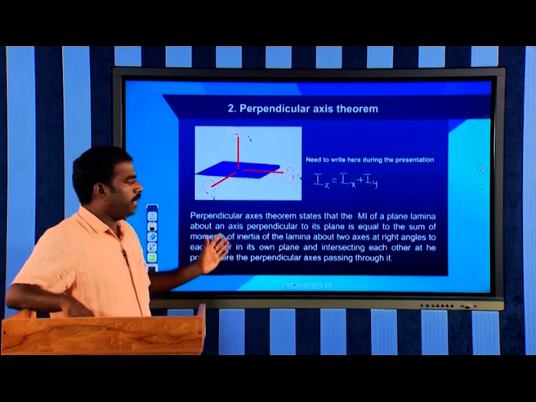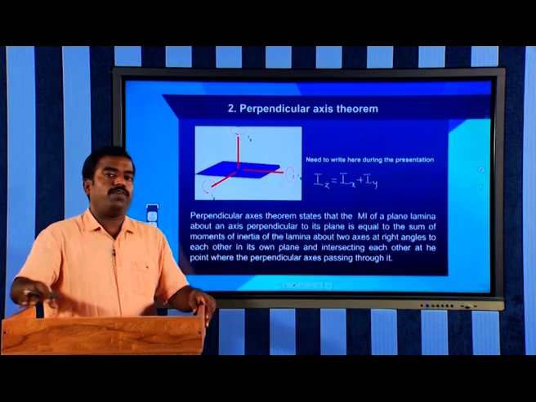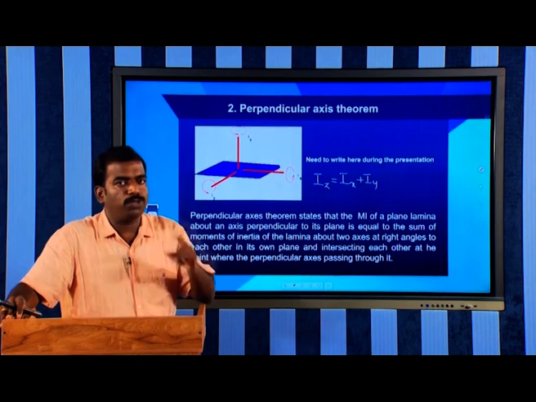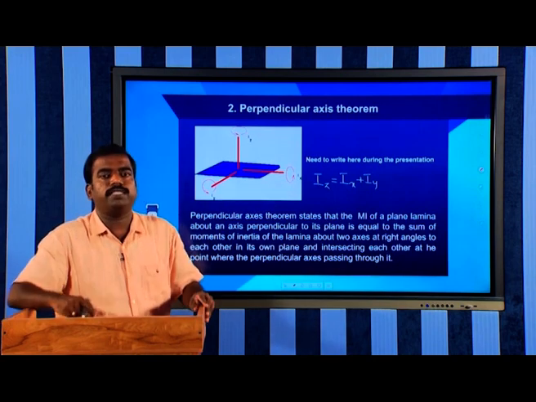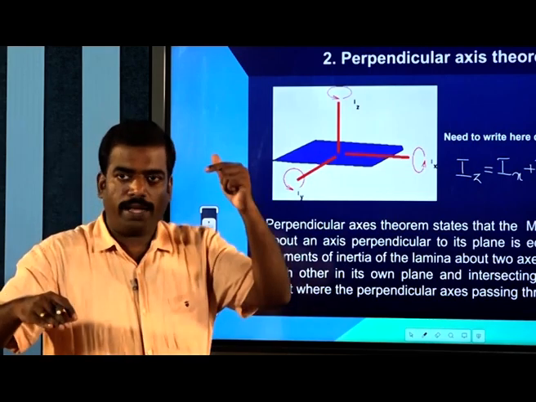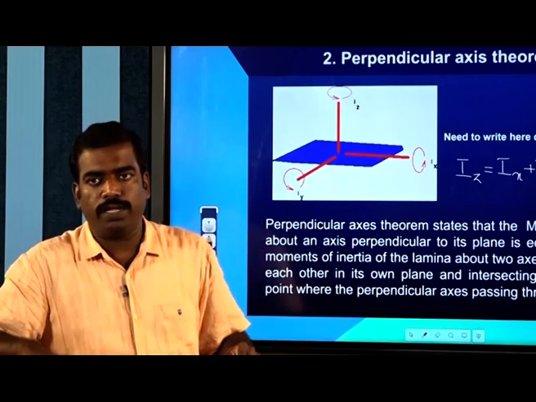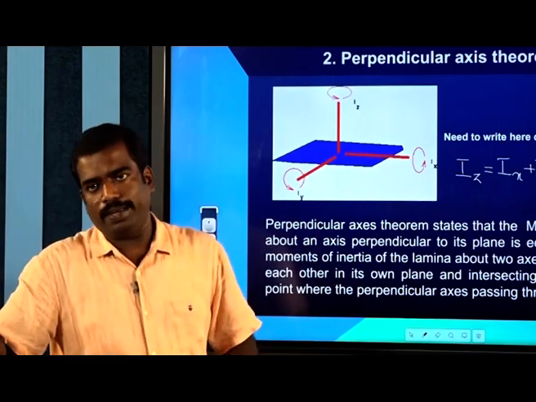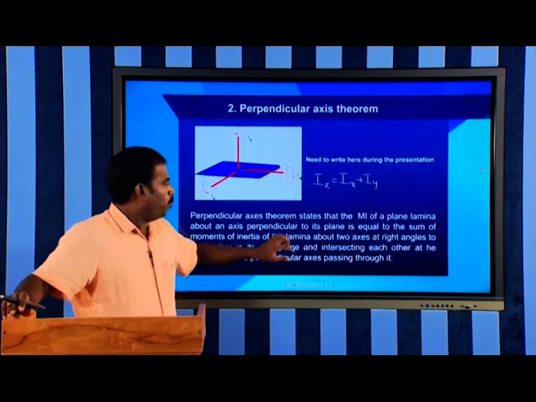So, if you have a lamina and you are going to find the moment of inertia of the lamina about a perpendicular axis, if you know the moments of inertia about the other two axes which are perpendicular to each other, importantly within the plane, and intersect at the point where the perpendicular axis passes through, you can simply write Iz equal to Ix plus Iy.